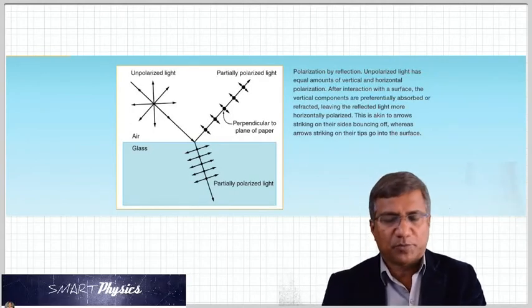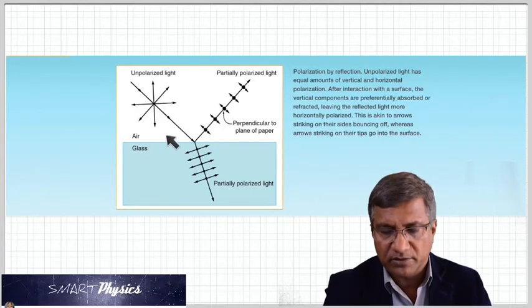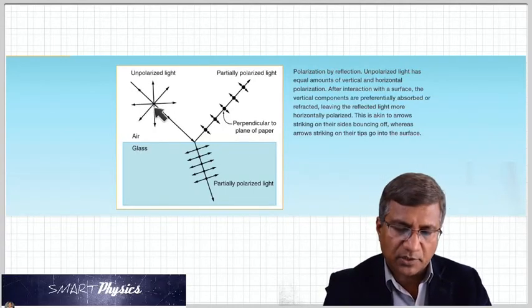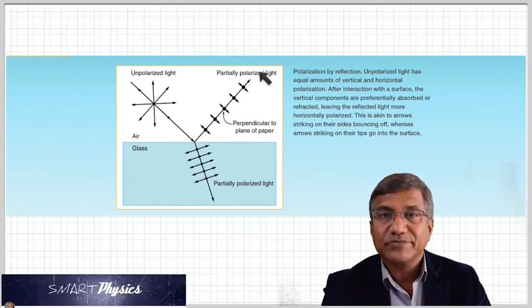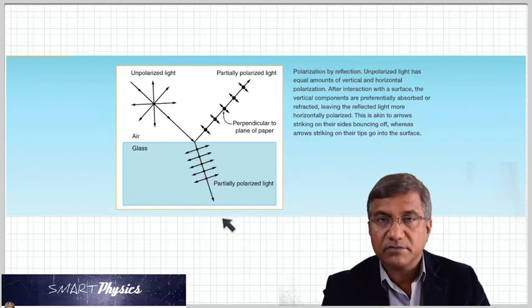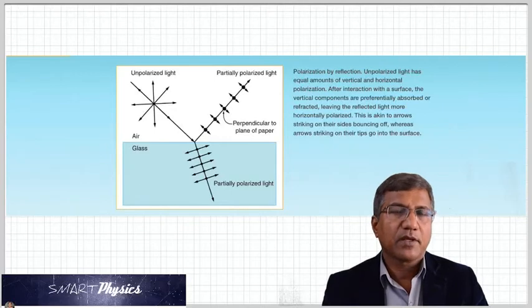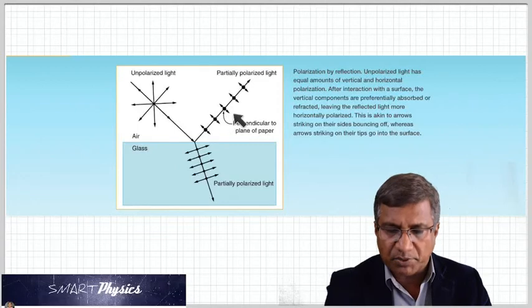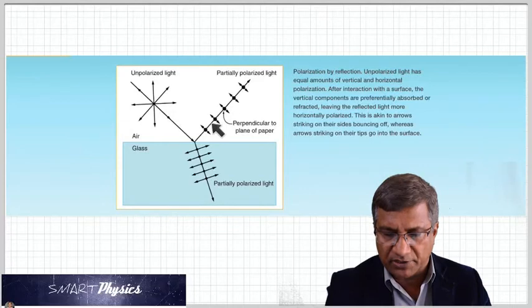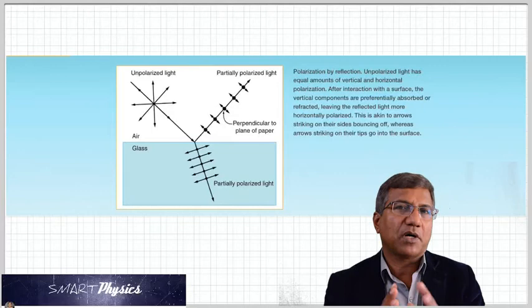We'll work out problems soon, but here is sunlight being reflected by something, maybe water. And you see that this is unpolarized light. Part of the light is reflected, part of the light is refracted or goes into the water. Both of these are partially polarized. That means it's not completely restricted to one plane, but most of the perpendicular vibrations, given by the dots, are here, and this one has most of the parallel vibrations. So that is partial polarization.